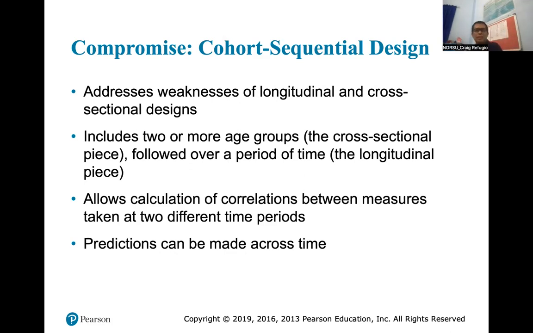It allows calculation of correlations of measures taken at two different time periods. So the same as what I mentioned earlier, if you have collected data during the first year and in the second year, and the instrument is the same, you can actually correlate the two sets of data. And if you remember, we talked about the Pearson product-moment coefficient of correlation and the Spearman rank order correlation as the tools to measure correlation. Predictions can be made across time. So when we look at correlation, the result of the correlation can be used to predict what will happen in the future.